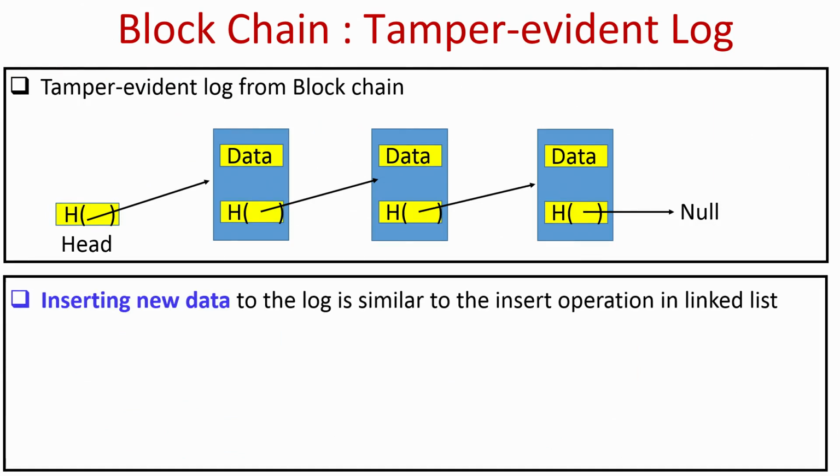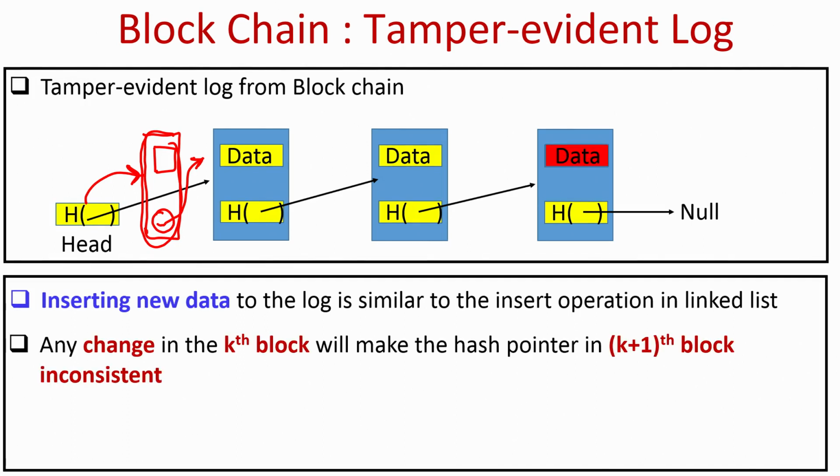If you want to insert new data, suppose this is an existing blockchain and you want to insert a new data block or a new node here, that is very simple. You create whatever data you want to store, and along with that you create a hash pointer which will point to the previous head block. Once you do that, you create a hash of this entire thing, and that will be the hash pointer which will now be stored in the summary of this tamper evident log. So, inserting new data here is exactly the same as the insertion operation in a standard linked list.